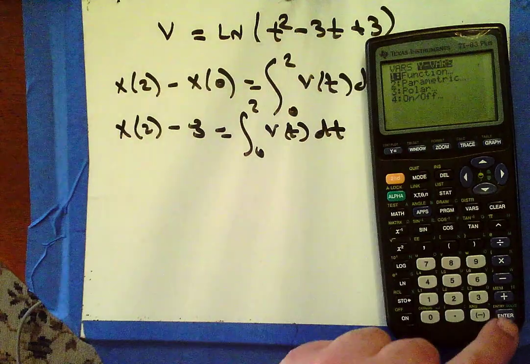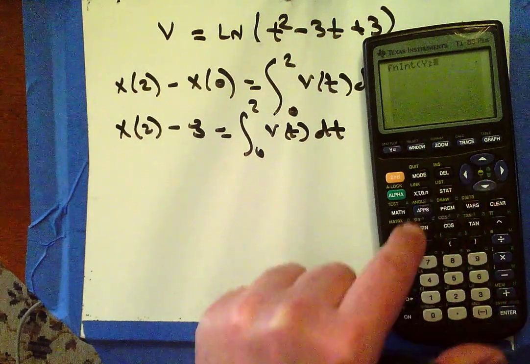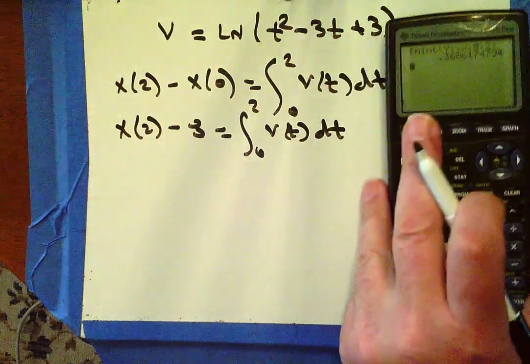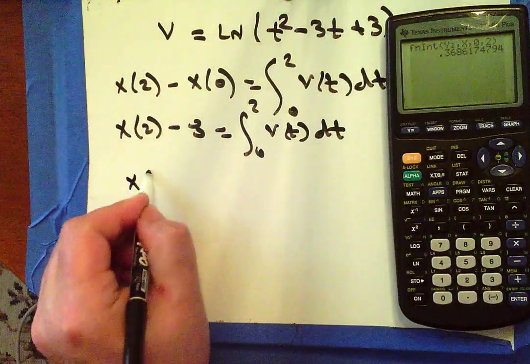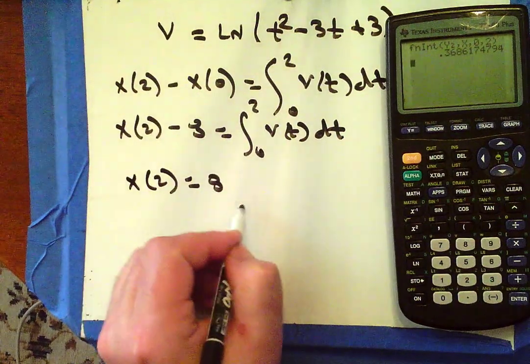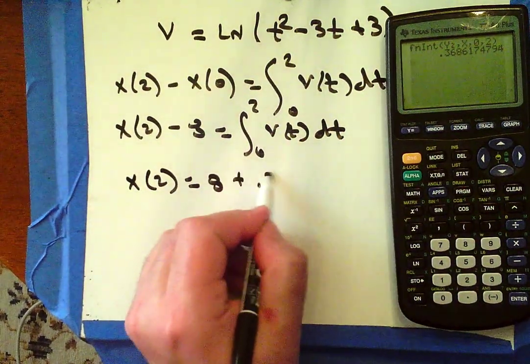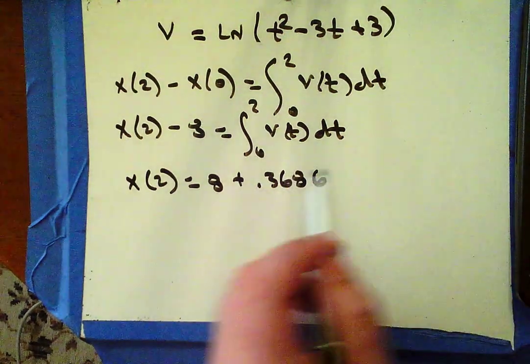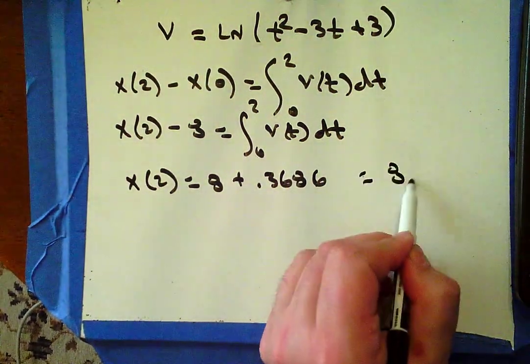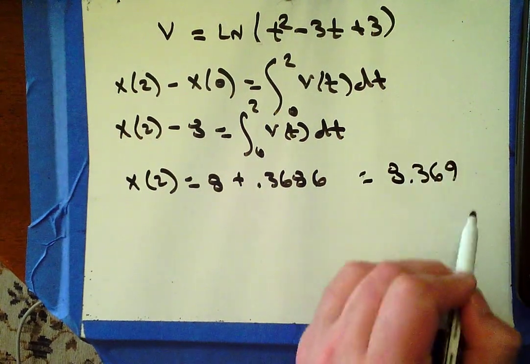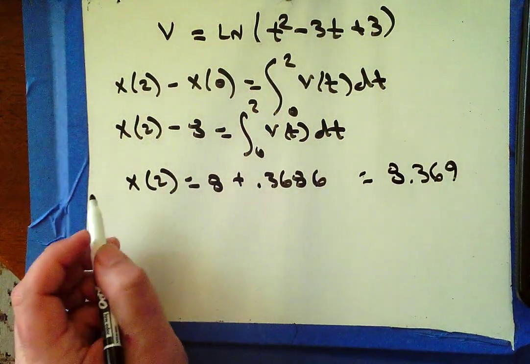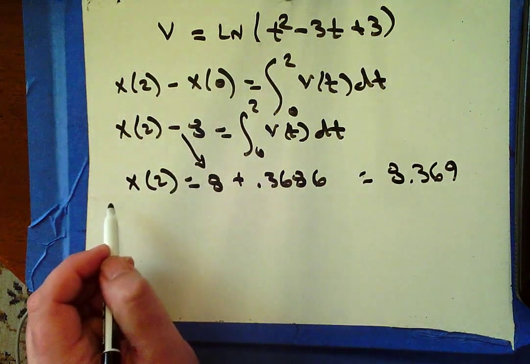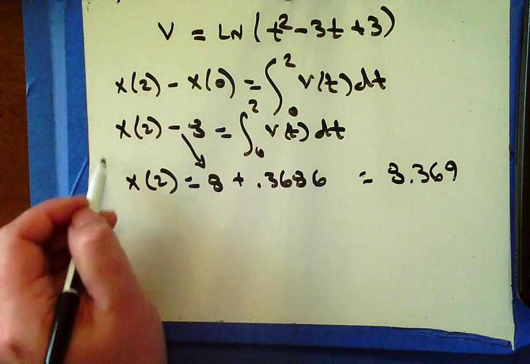I learned my lesson, I'm in y2, comma x, comma 0, comma 2, and I end up with x of 2 equals 8 plus 0.3686, and so I get 8.369. That's x of 2. From this, we added 8 to both sides. Okay, so that's the position, part C.